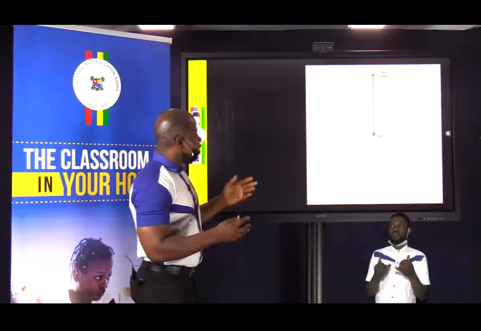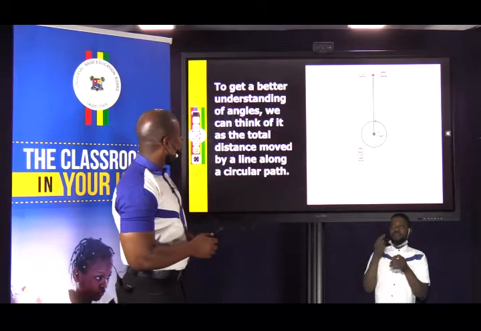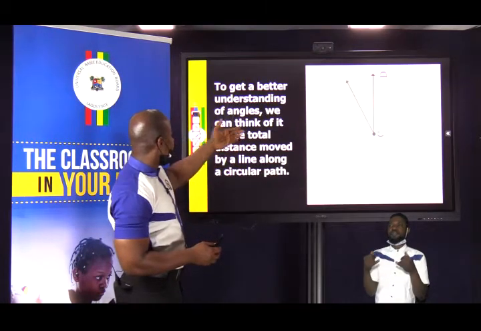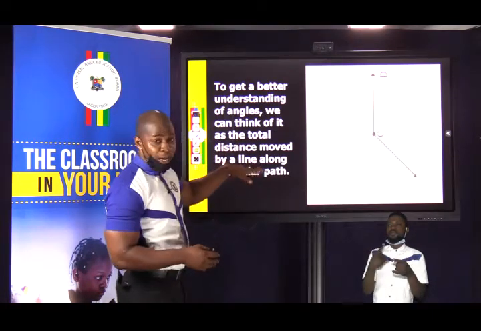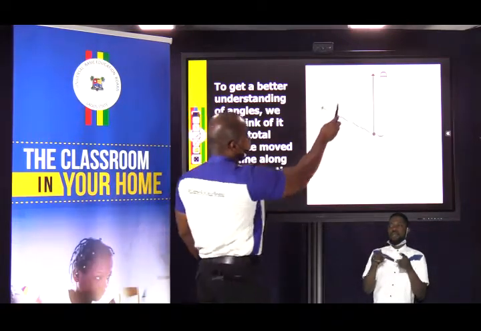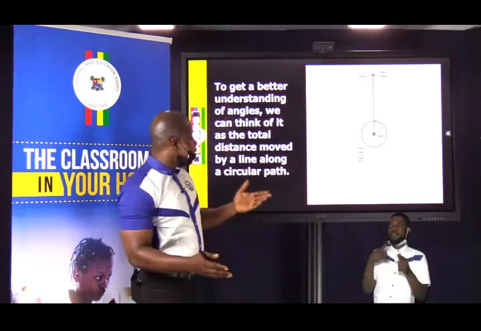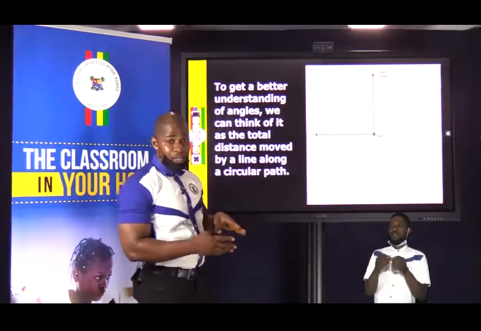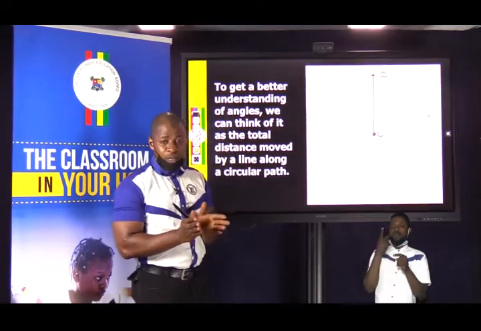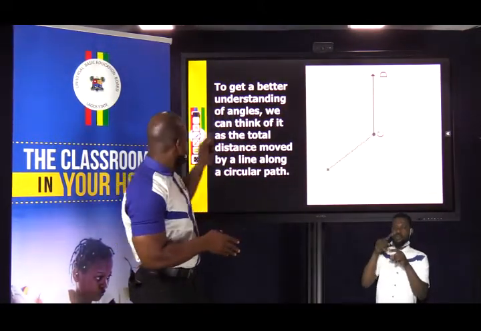Now, we can understand angle better if we think of angle as the total distance moved by two lines, one moving about the other, like this one. The more it moves, the bigger the angle gets. So when you see two lines joined together forming an angle, think of it as one moving round the other, okay?